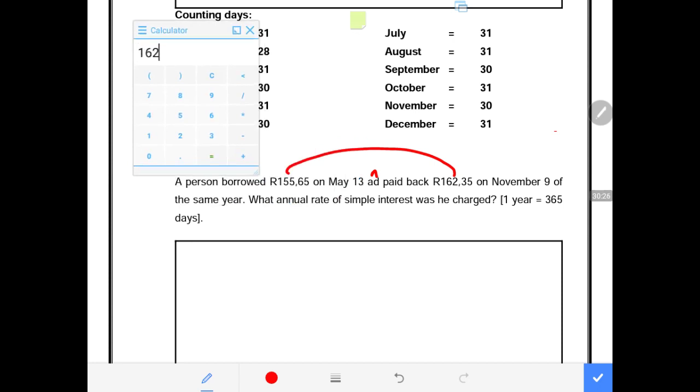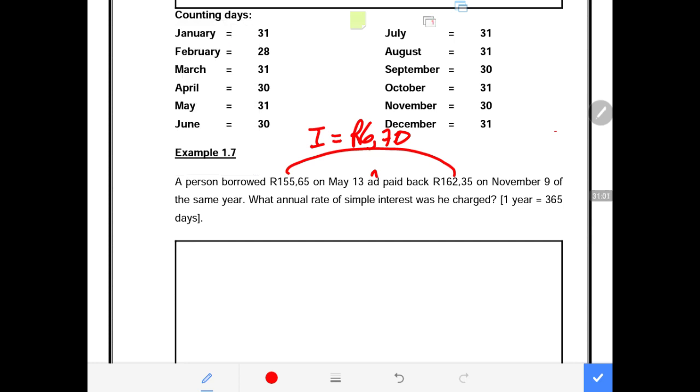So it will be 162.35 minus 155.65. That means the interest amount that he was charged is 6 rand 70 cents. Let me just verify that. It is 162.35 minus 155.65. Then this is 6 rand 70 cents, which is the amount that he was charged as interest. So our I is there already.